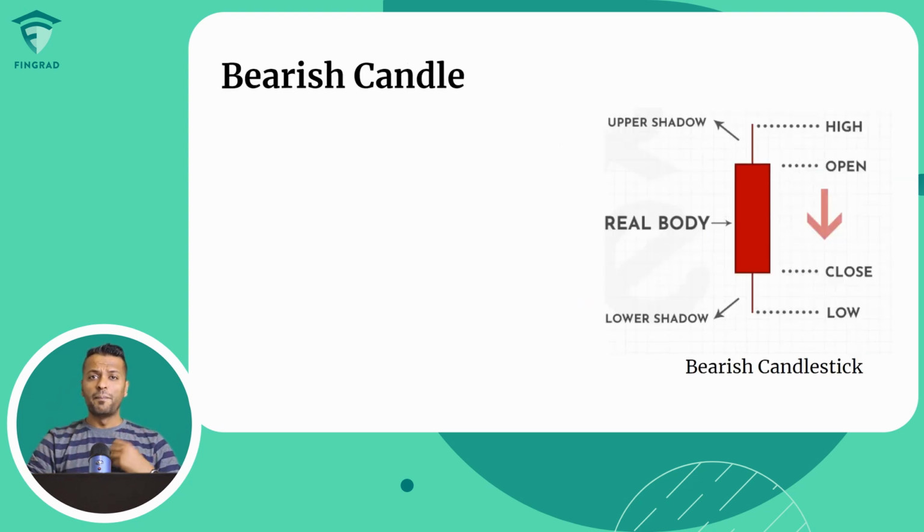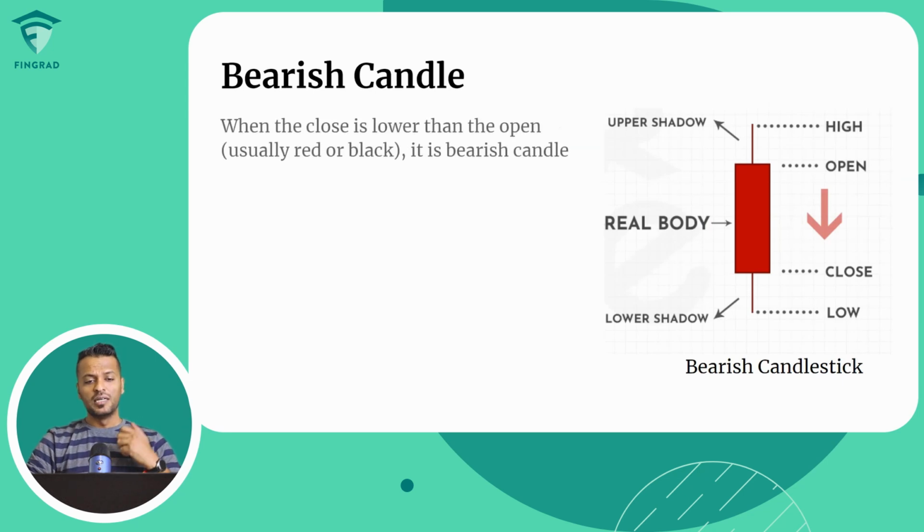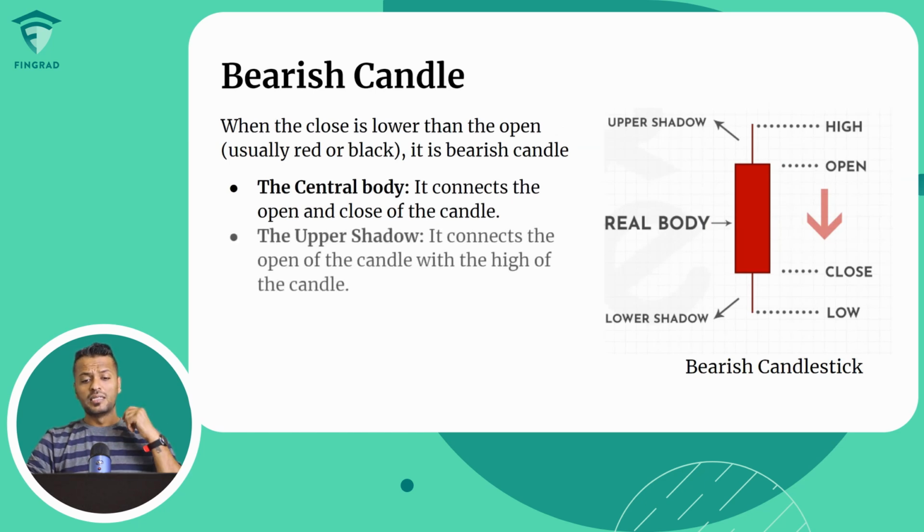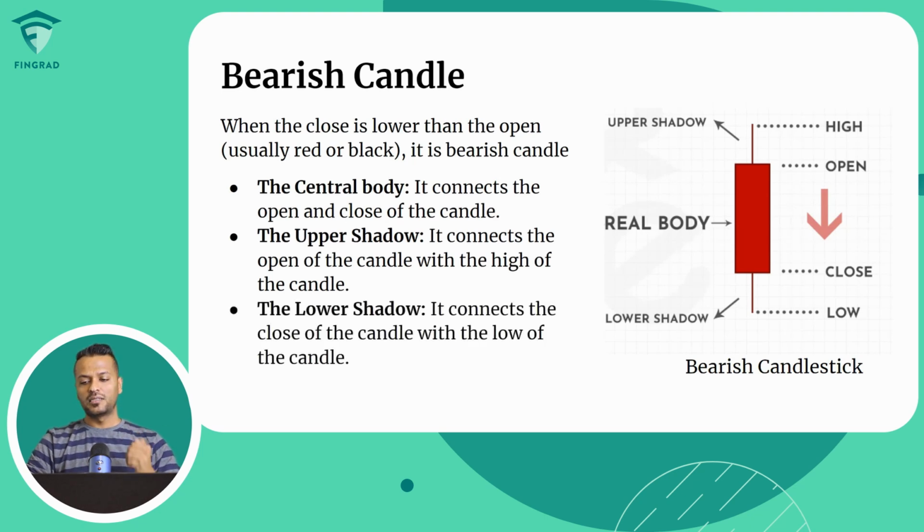Now what would a bearish candle look like? It is exactly opposite of a bullish candle. Again, the central body connects the open and close, which is common to what a green candle does, but the upper shadow connects the open of the candle and the high of the candle, and the lower shadow connects the close of the candle and the low of the candle. So these are the differentiating factors between a bullish candle and a bearish candle.